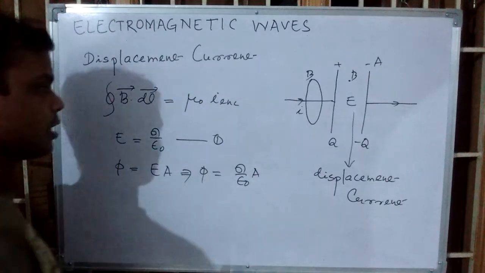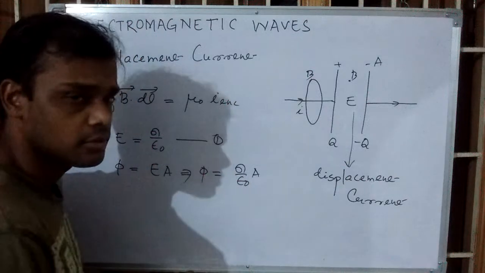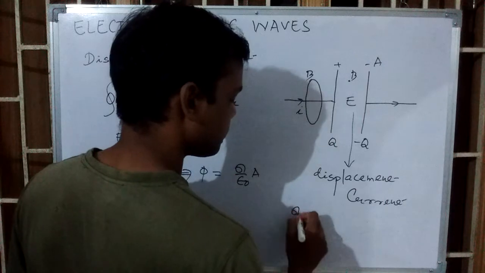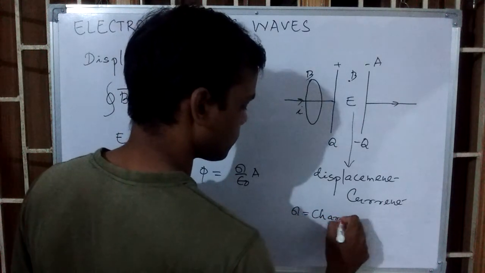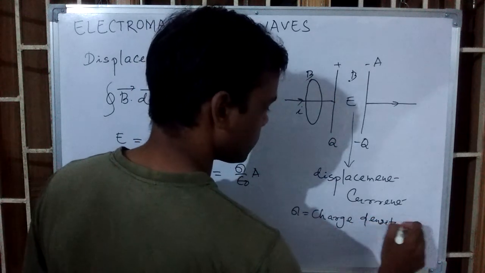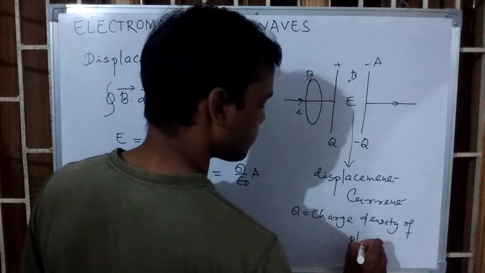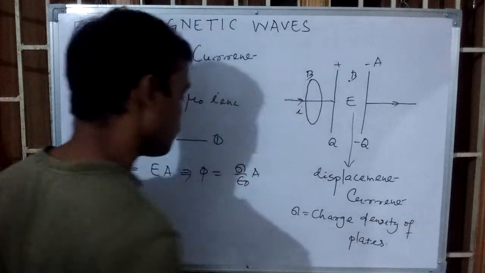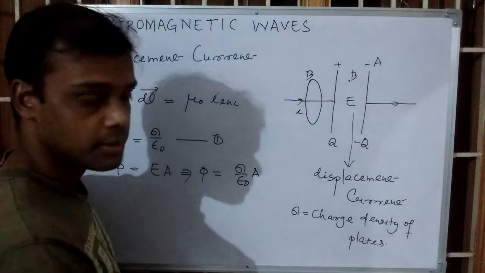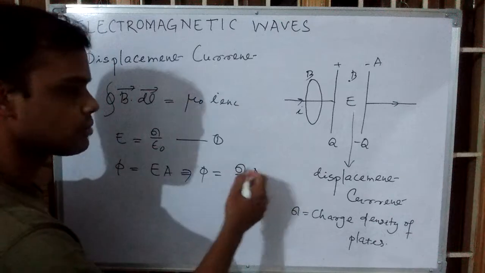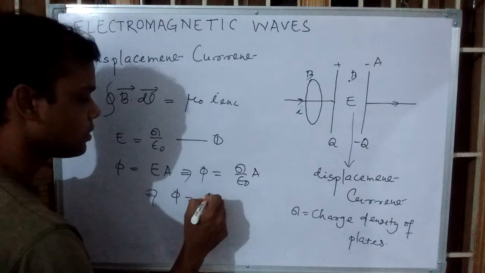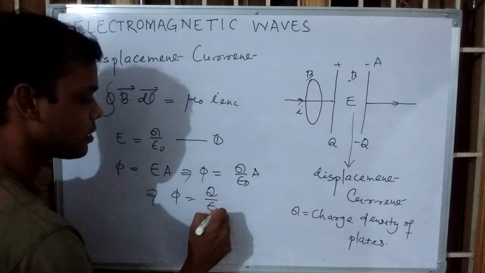Now see what is sigma here? Sigma is nothing but the charge density of the plates. We already know it. If sigma is the charge density of the plates and area A is the area of the plates, then what will be the charge Q? Nothing but sigma into A. This implies I can simply write phi is equal to charge by epsilon naught.